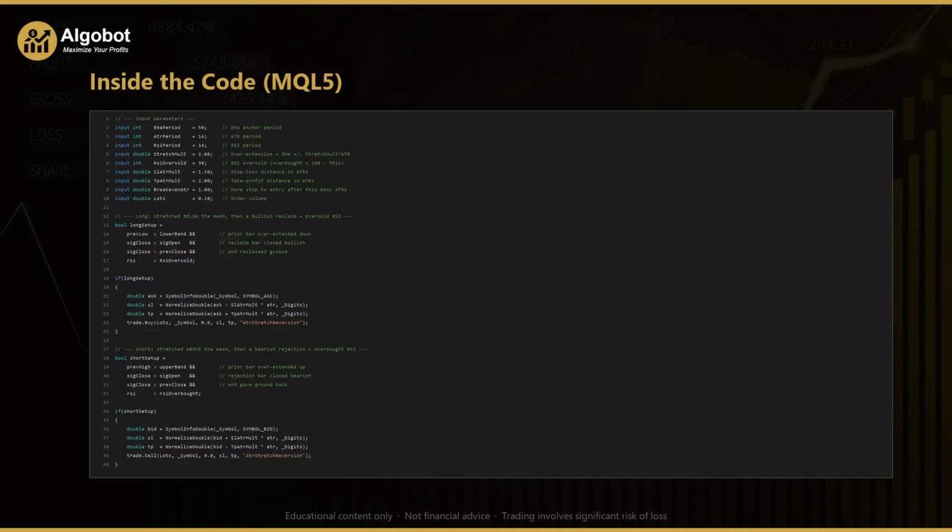Prevlow is below the lower band, so the prior bar overextended down. Sig close is above Sig open, so the reclaimed bar closed bullish. Sig close is above the prior close, confirming it reclaimed ground, and the relative strength index is below the oversold level. When that's true, the code reads the ask price, sets the stop loss 1.5 average true ranges below it, and the take profit 2 average true ranges above it, and calls trade.buy to place the order.